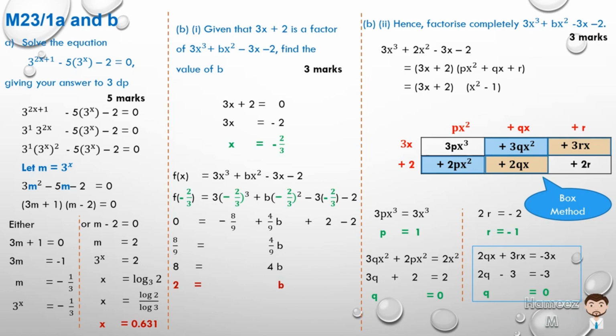And of course, we can factorize that quadratic because that is the difference of squares. So the complete factorization of the cubic equation is 3x plus 2 by x plus 1 by x minus 1.